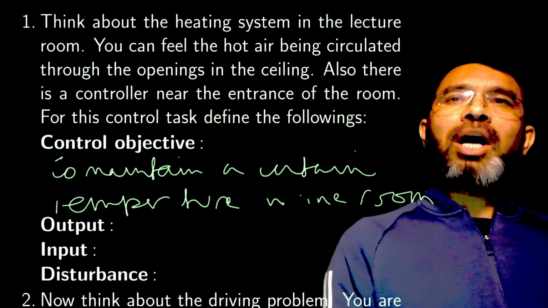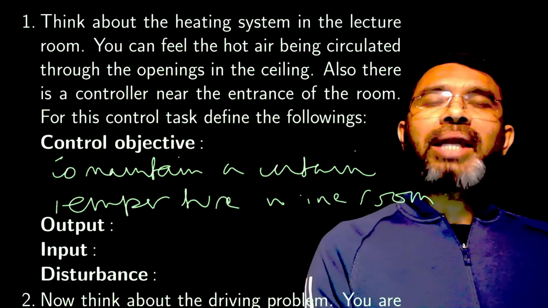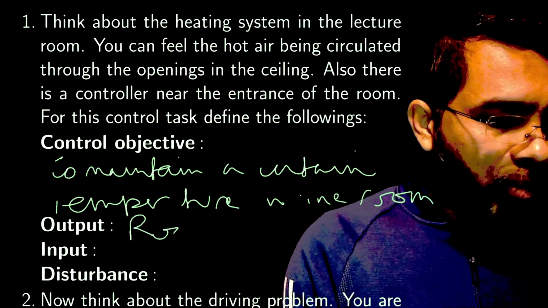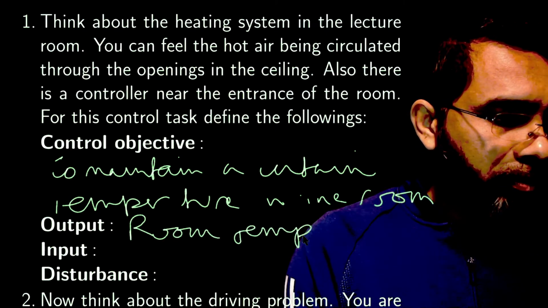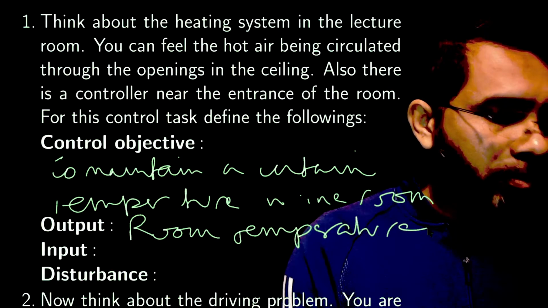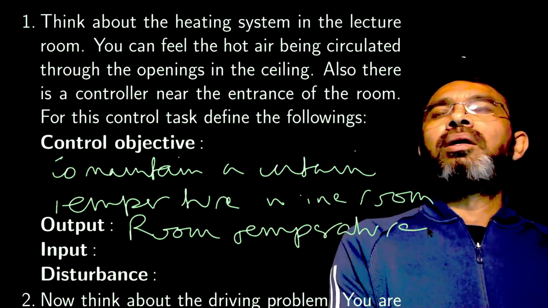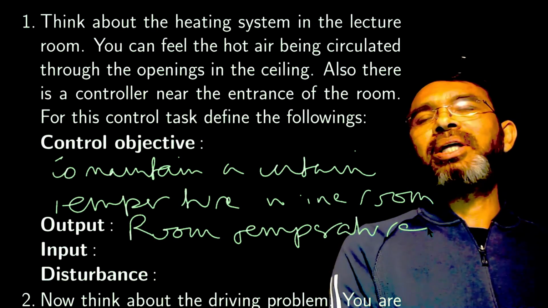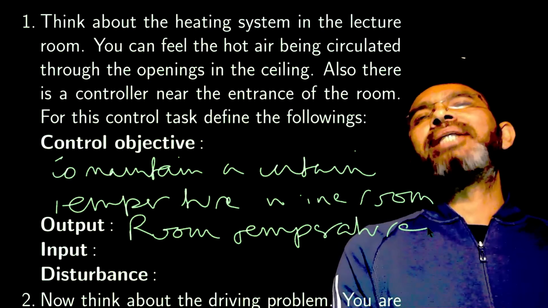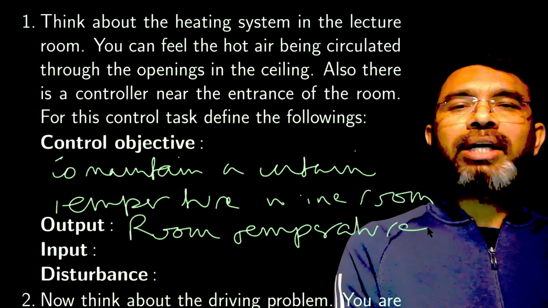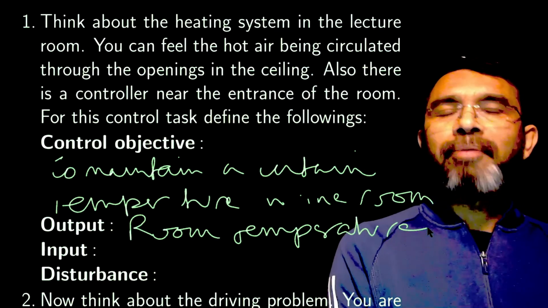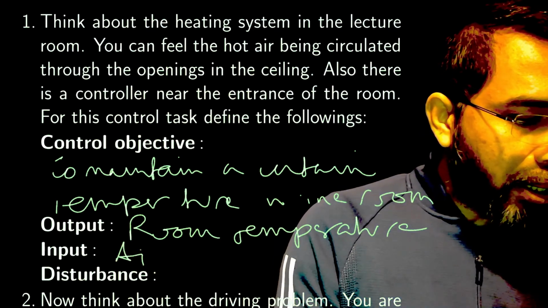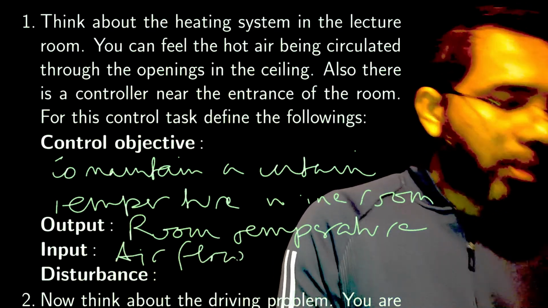Going back to the definition, the output is the variable that you want to maintain. So for our case, as simple as that, the room temperature is the output. Now, how can we maintain the room temperature? It can be maintained by manipulating the airflow, the hot airflow in the room. The variable that is manipulated is called the input. So in our case, the input will be the airflow, or the hot airflow.